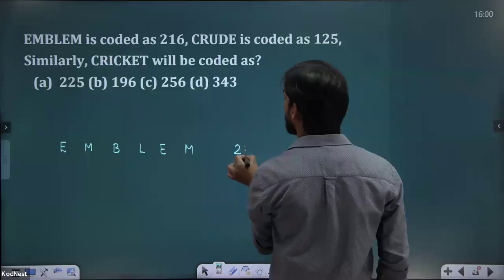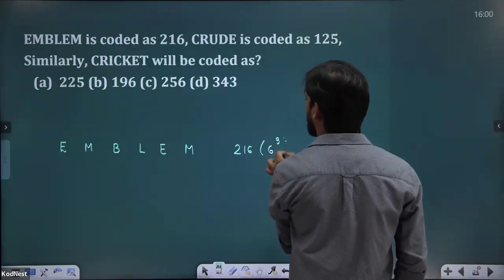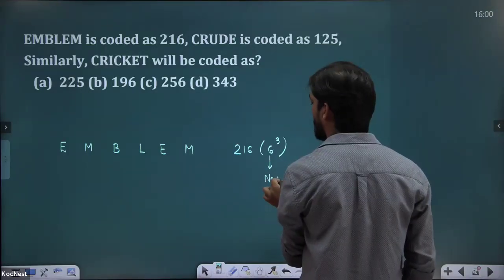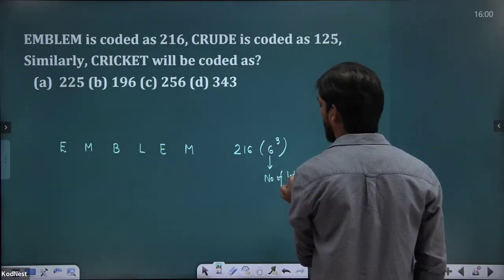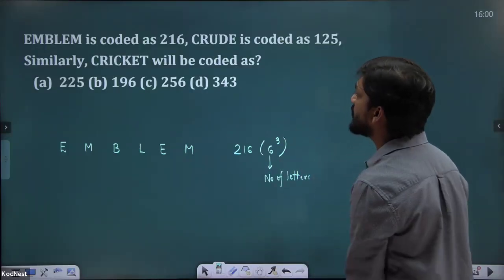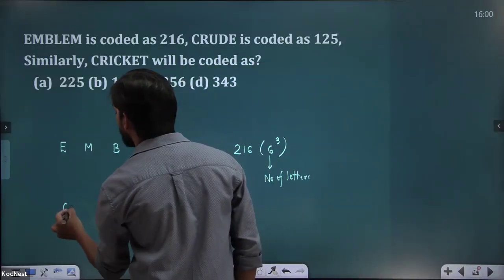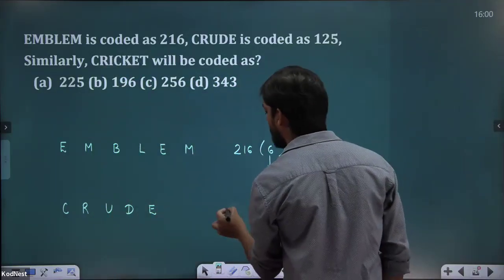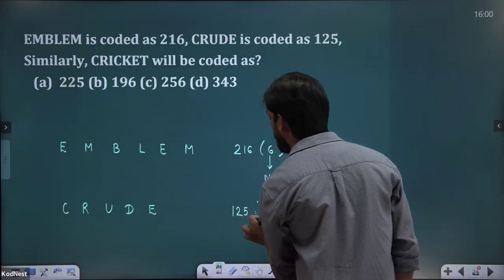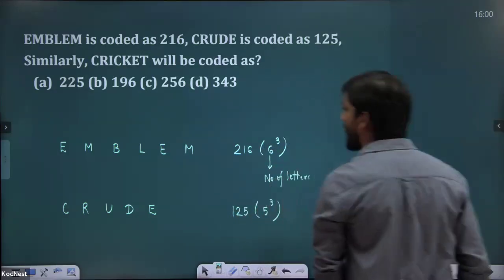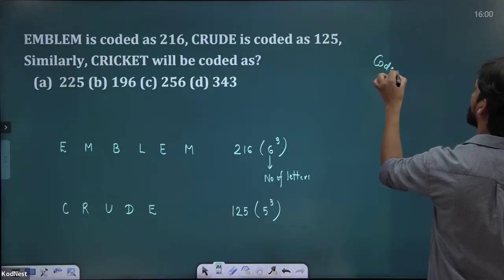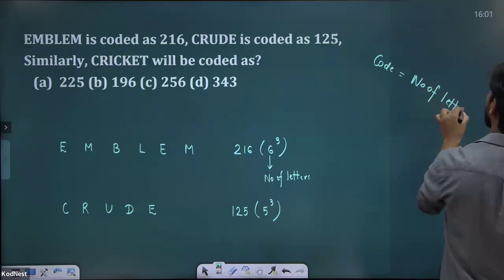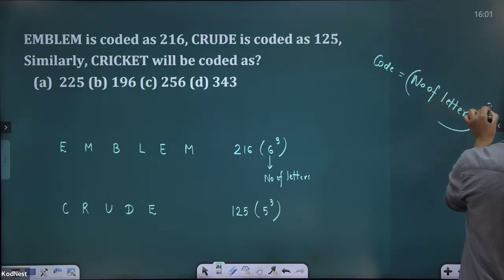The value given is 216 and that is 6 cube. Now what is 6 for this example? You will say, sir, 6 is the number of letters. If you see the next one also, crude. Crude has 5 letters. So they have given 125, which is 5 cube. So actually the code here is number of letters cube. This is the code.